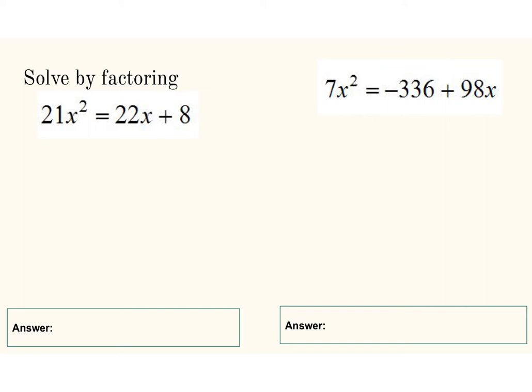So in this case, we are going to solve by factoring. In order to factor, we have to make sure that everything is on one side of the equal sign. So I'm just going to rewrite my equation by moving my 22x and my 8 over to the left. So I have 21x squared minus 22x minus 8 equal to 0. And now I want to factor using the sum product method. So I'm going to identify my two numbers.